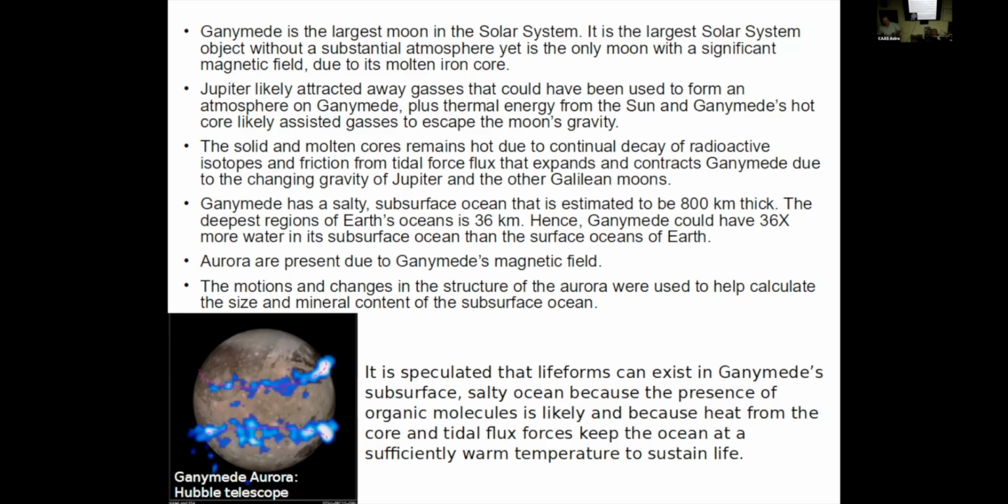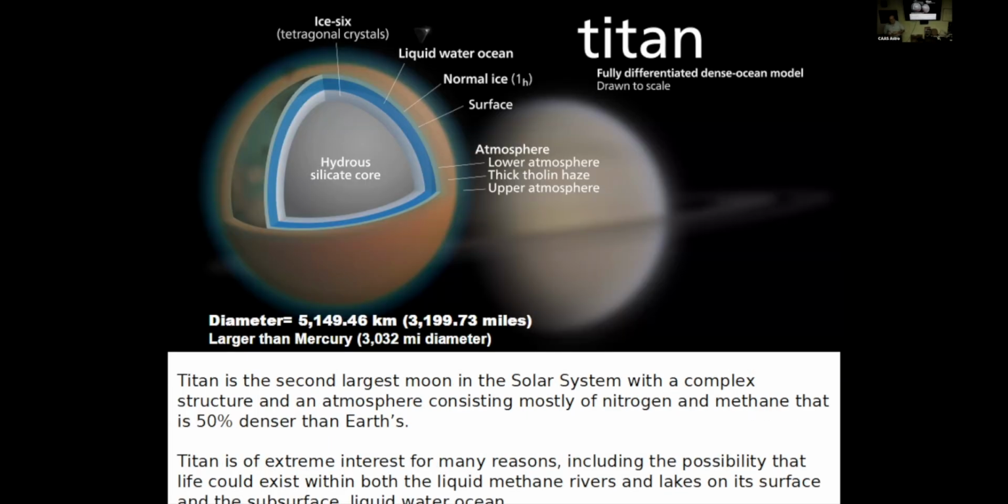All right. So again, it has a molten core from radiation decay. So that's one reason it has a liquid ocean, as well as the tidal forces from Jupiter, like an accordion squeezing it in all the friction. All right. There we go. Titan, the next largest moon.